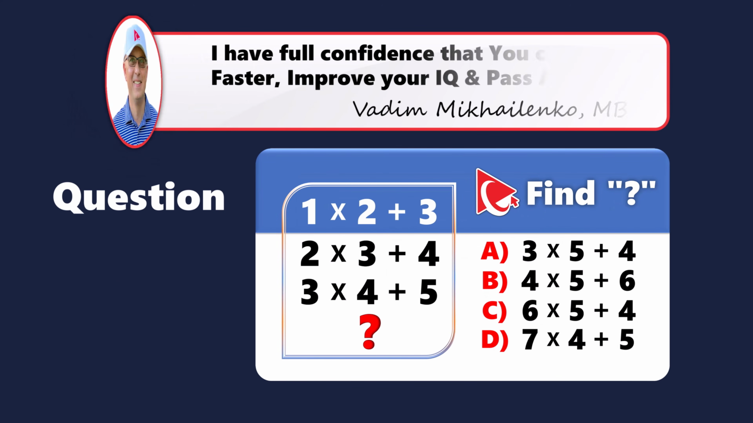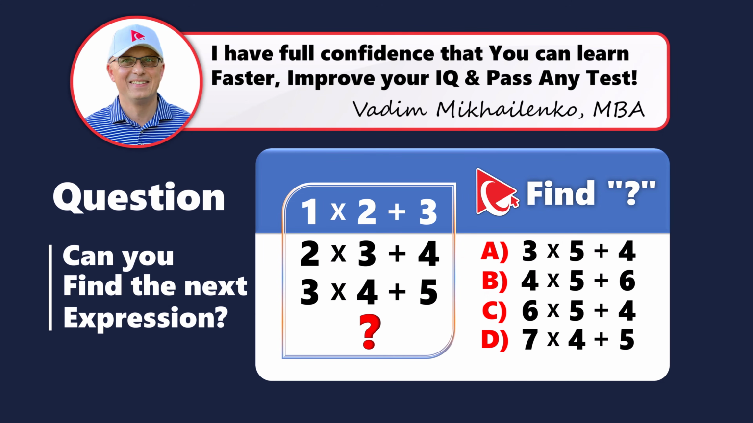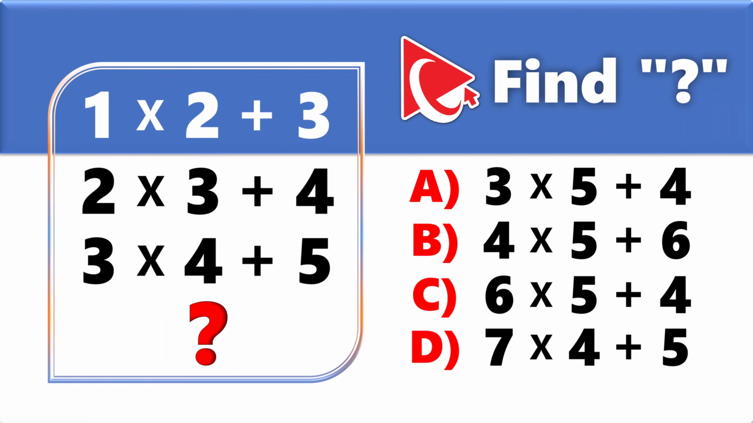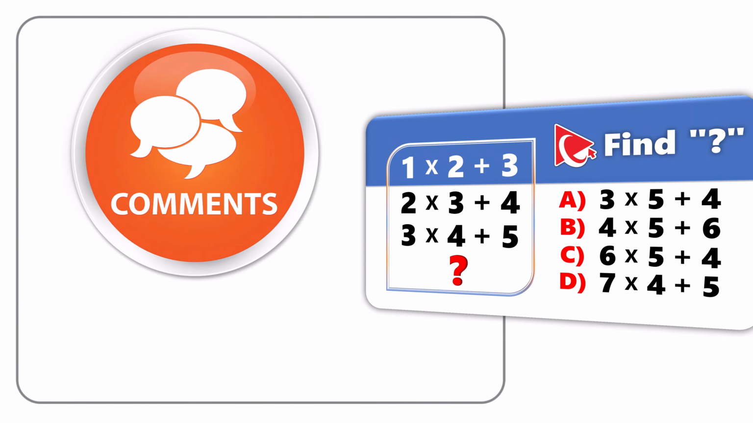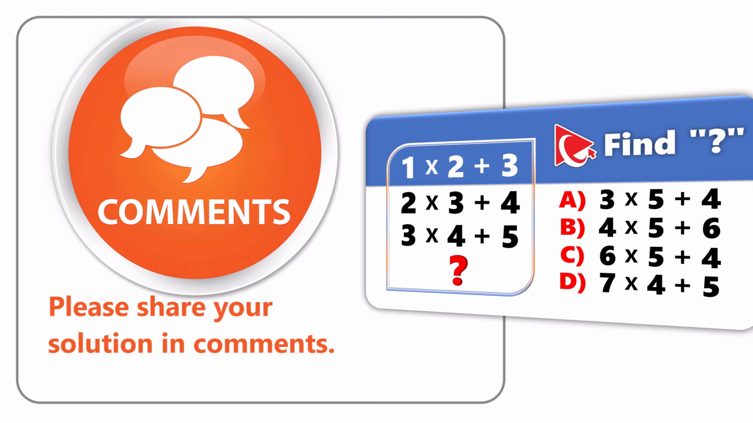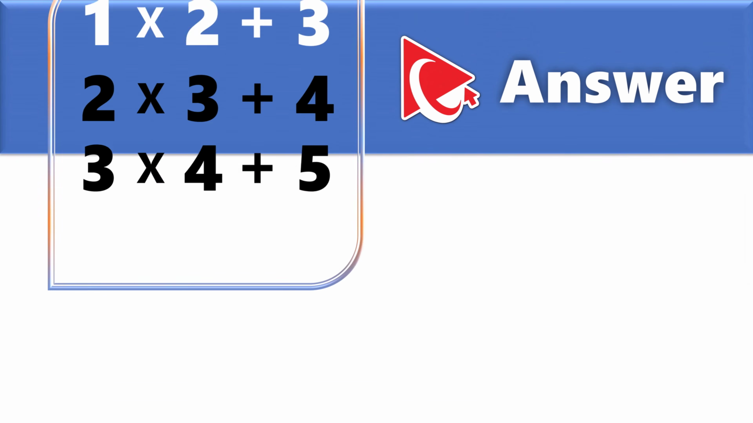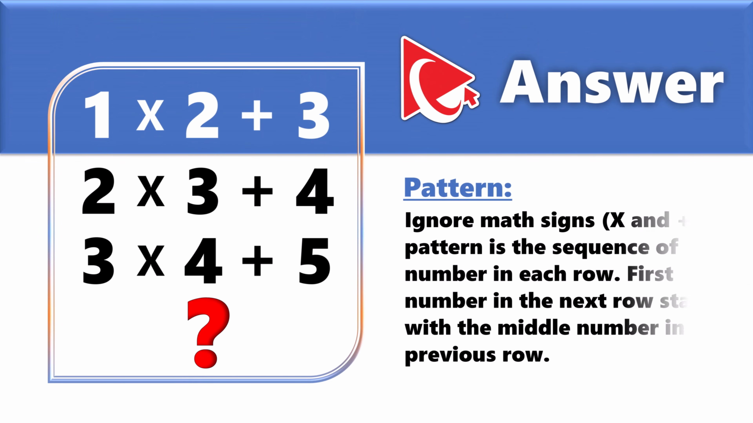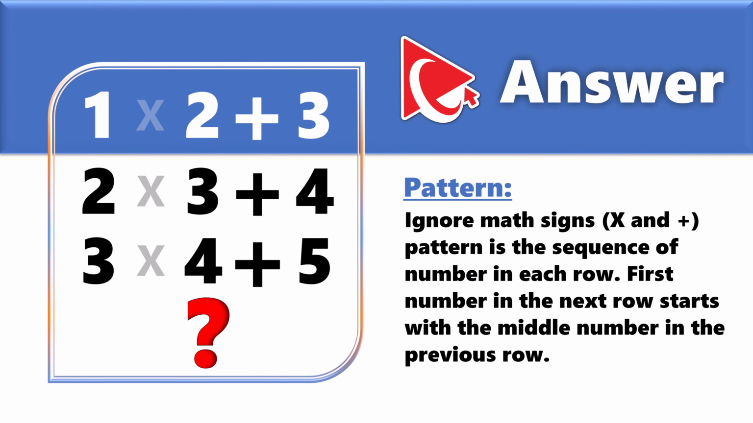So let's go ahead, move forward, and dissect our problem-solving methods together. I'm eager to share with you my step-by-step process and encourage you to contribute your own ingenious insights in comments. The way I see the answer is that we need to ignore the math signs, multiplication and plus signs, and focus on the numbers themselves. Because the pattern here is actually the sequence of numbers in each row.